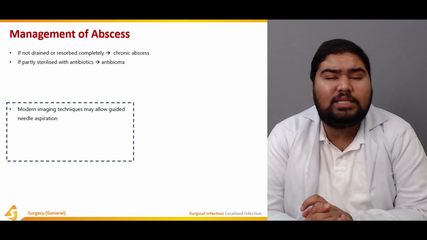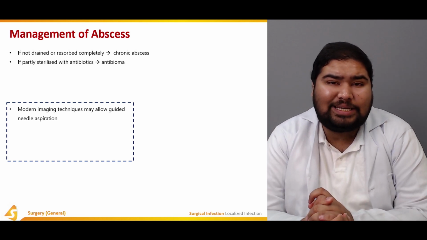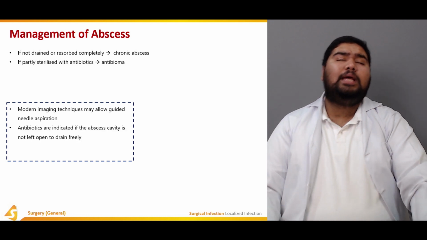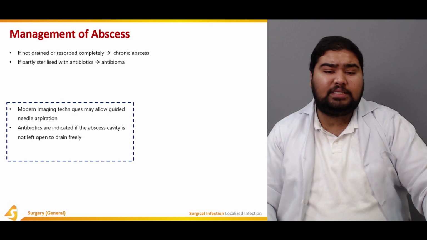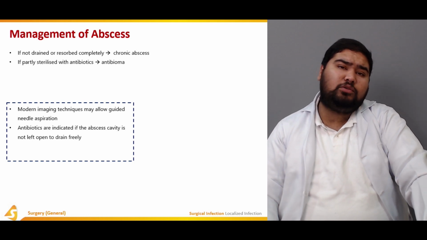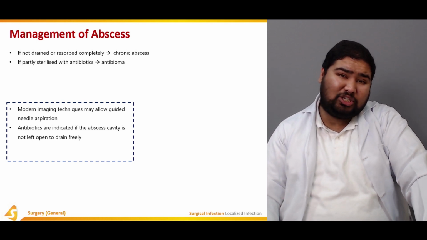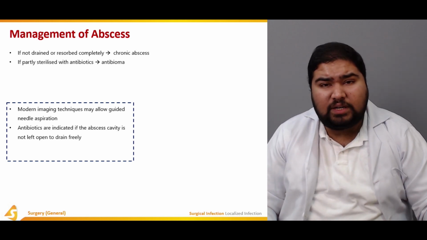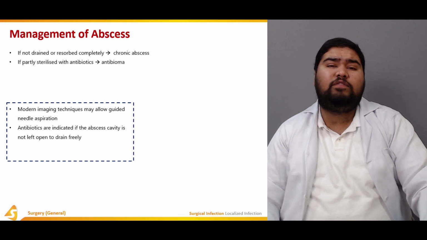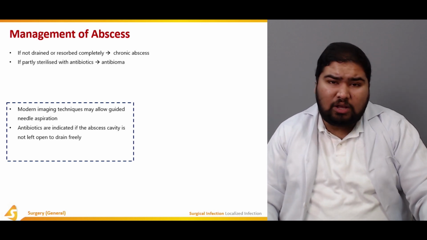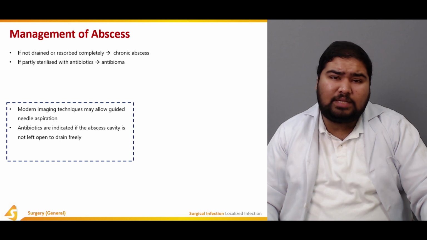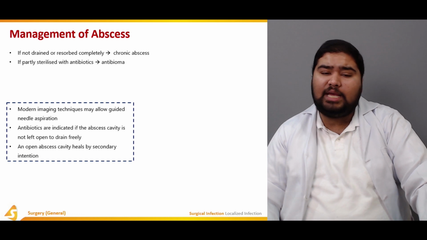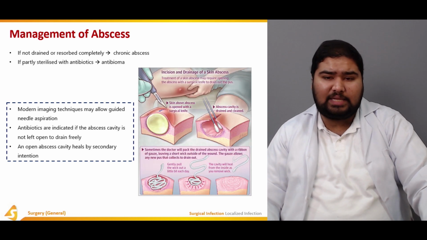So, antibioma is an abscess that is partly sterilized by antibiotics. Now, modern imaging techniques may allow guided needle aspiration. So you can aspirate the contents of the abscess. Antibiotics are indicated if the abscess cavity is not left open to drain freely. In this condition, you require antibiotics. However, the preferred method of treatment of an abscess is surgical drainage of the abscess and healing by secondary intention. An open abscess cavity heals by secondary intention itself.